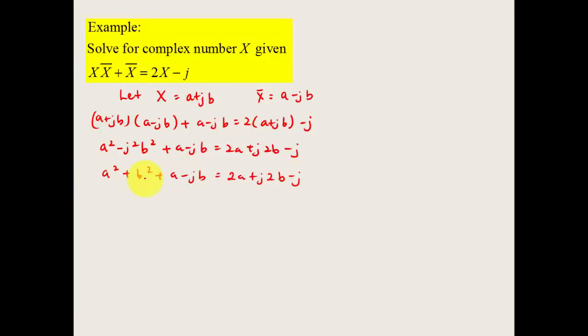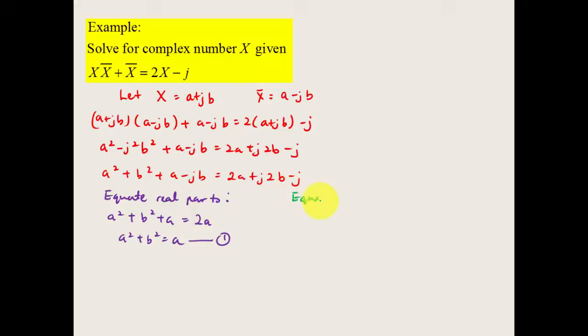Now I observe that I have an equation where there are real parts as well as imaginary parts on both the left-hand side and the right-hand side. So what I'm going to do is to equate real parts as well as imaginary parts. So let's start by equating real parts. On the left-hand side, the real parts are a squared plus b squared plus a. These are the real terms. On the right-hand side, 2a is the only real term. Let's tidy this up. a squared plus b squared equals a. This is called equation 1.